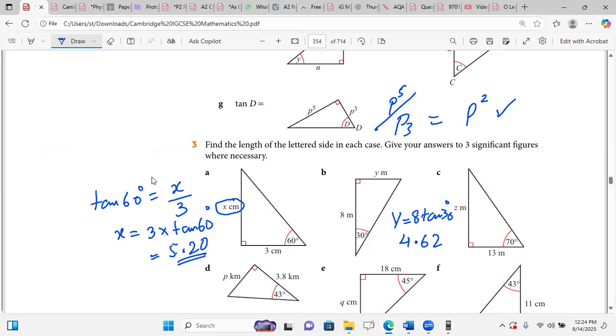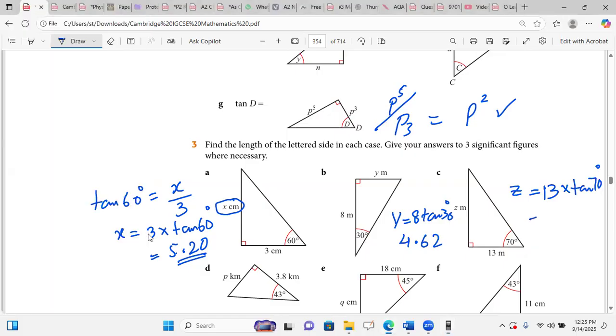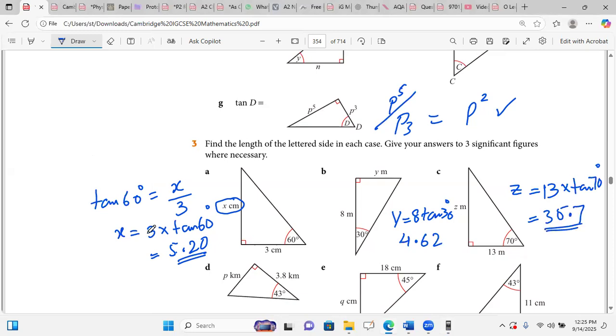Again, he is saying opposite he wants to find in the form of z is equal to 13 multiplied tan 70. 13 multiplied tan 70 degree. So you can get the calculator 13 multiplied tan 70. 13 multiplied tan 70 will equal to, that is 35.7. 35.7 can be taken into account.